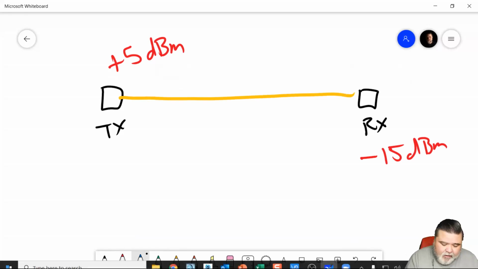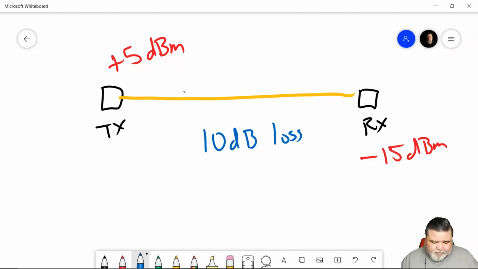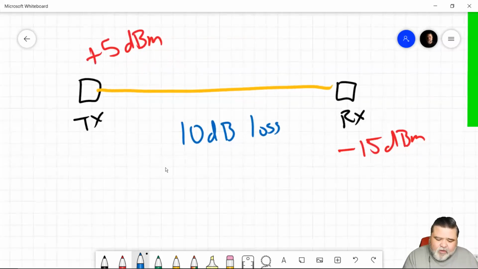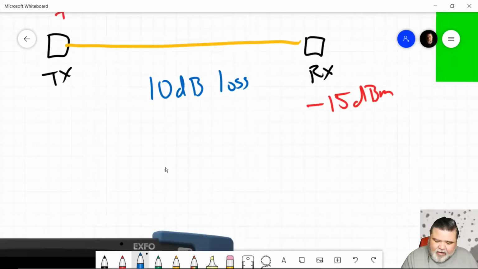Loss is the difference between the two, and this is measured in dB, which is a relative measurement. So the difference between +5 and -15 is 10 dB of loss. In this example I'm showing a fiber span, but this is also relevant for connectors and splices and those types of things. So when looking at that value, that's pretty simple. Power in, power out. It's not rocket science when it comes to loss or power.